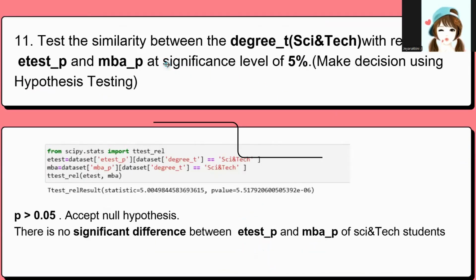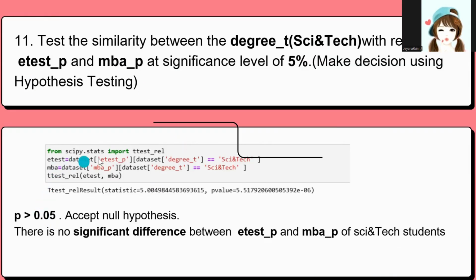Test the similarity between technical degree with respect to employability test and MBA percentage. Okay, again, we are going to use the T test. We want to find the technical degree students with science and tech. What are all their entrance test percentage and employability test percentage and their MBA percentage? We want to check if there's a similarity or difference between these two.